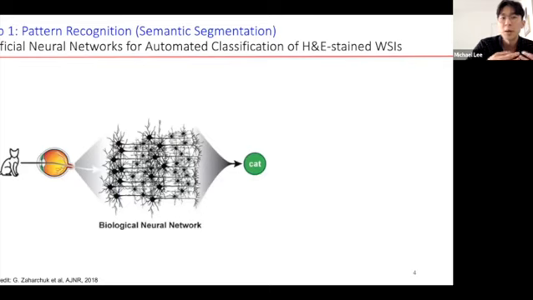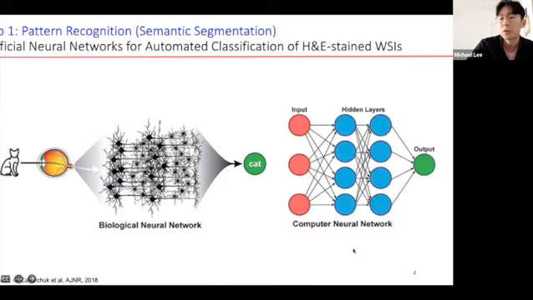The first major step we do is histomorphologic quantification or classification of H&E stained whole slide images using neural networks. In this approach, we mainly use something called semantic segmentation using convolutional neural networks. Briefly, it has a similar architecture to a biological neural network, although it works very differently from how our neurons function.